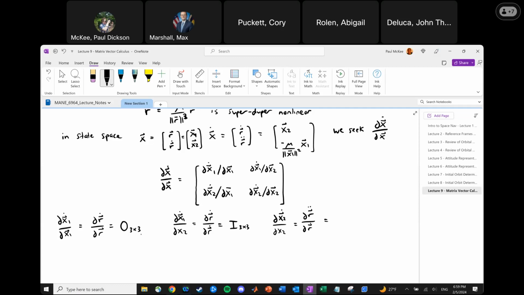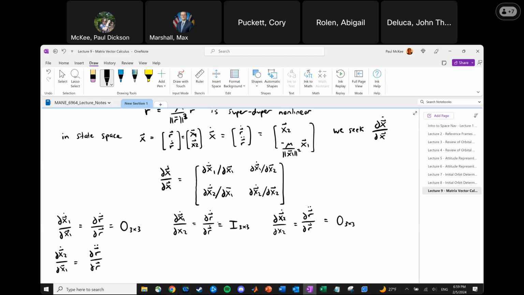And if you just look at the acceleration equation, velocity is not in there, right? So 0, 3 by 3 again. So here comes the scary one. And this is what we've been practicing for, right? All of it leads to this. The derivative of x2 dot with respect to x1 is the same thing as the derivative of r double dot with respect to r. All right, here we go.